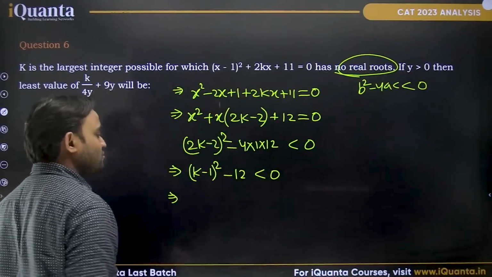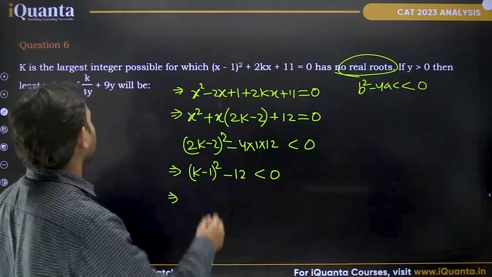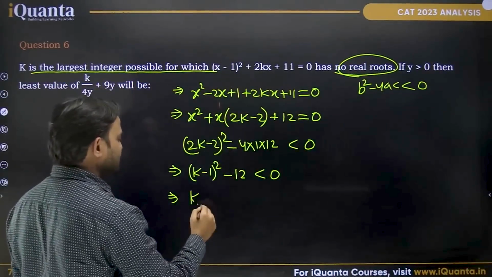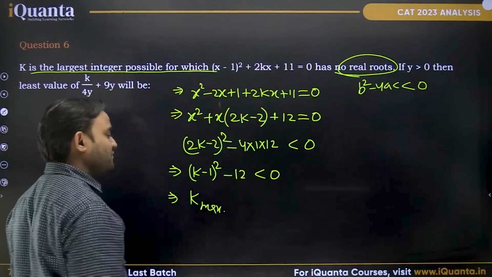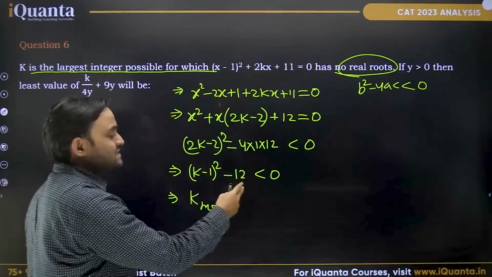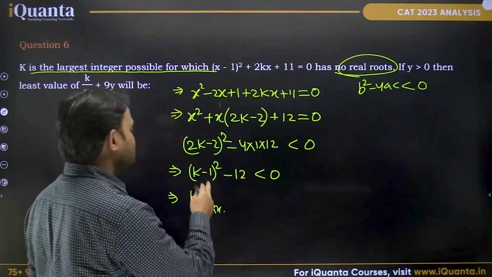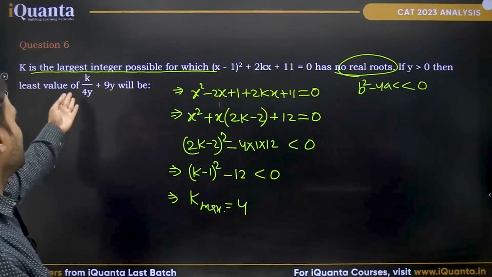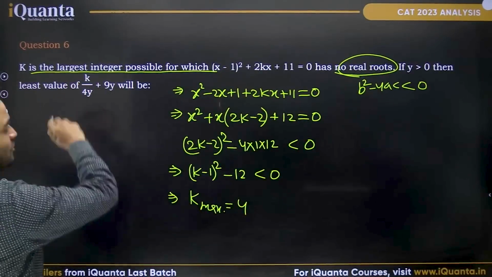Now you can see this should be less than 0, and we want the largest integer possible value of k, so k max. What could be the value of k max? If you take k is equal to 5, this will become 16. Then 16 minus 12 will become positive. So k max will be equal to 4. So if k max is 4, we need to find the least value of this.